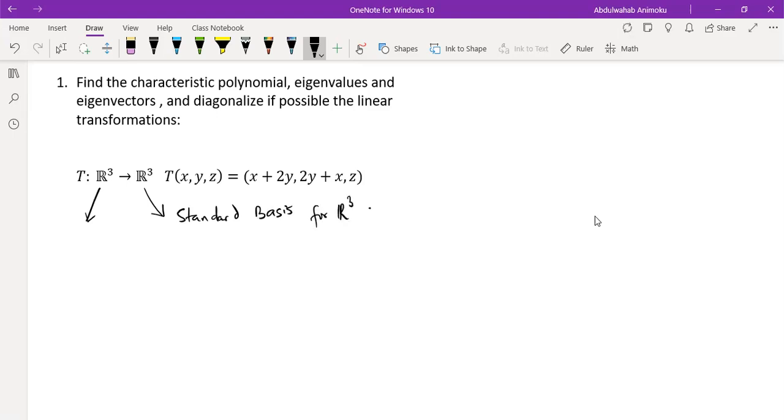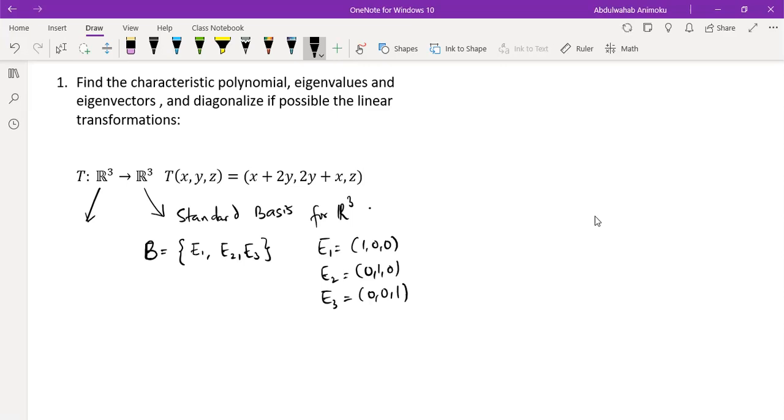Okay, so what does this mean? For R3, the standard basis, let's call this B, will contain E1, E2, and E3. And what do we mean by E1? E1 is basically the vector 1, 0, 0. E2 is the vector 0, 1, 0. And E3 is the vector 0, 0, 1. Okay, so how do we then use this?